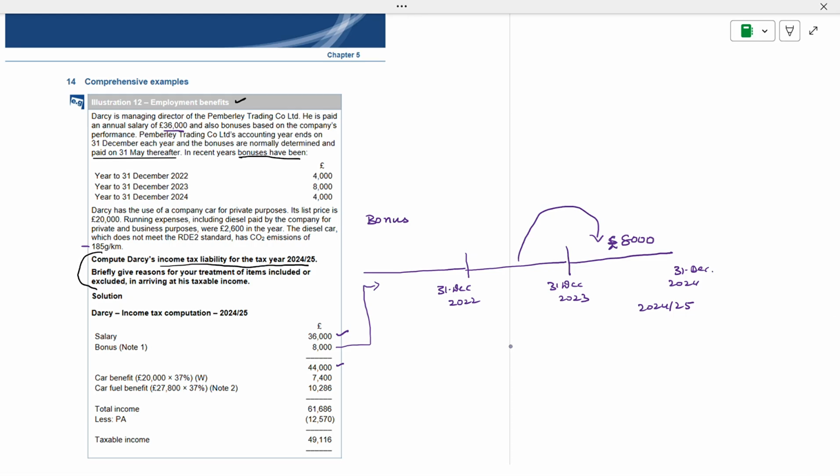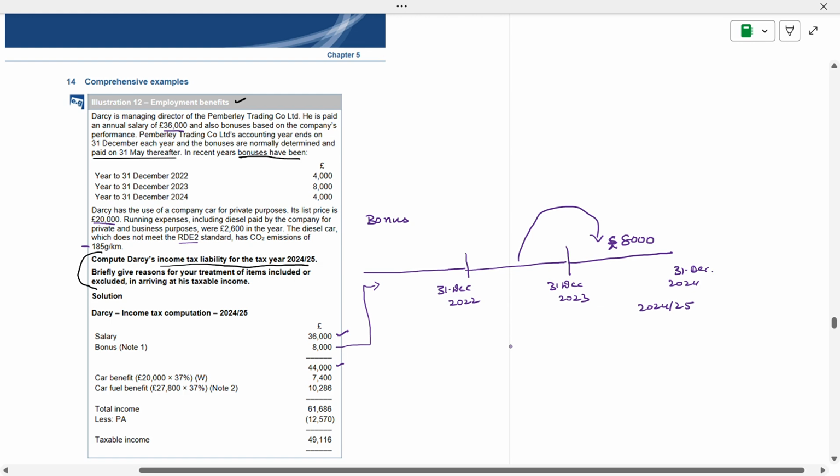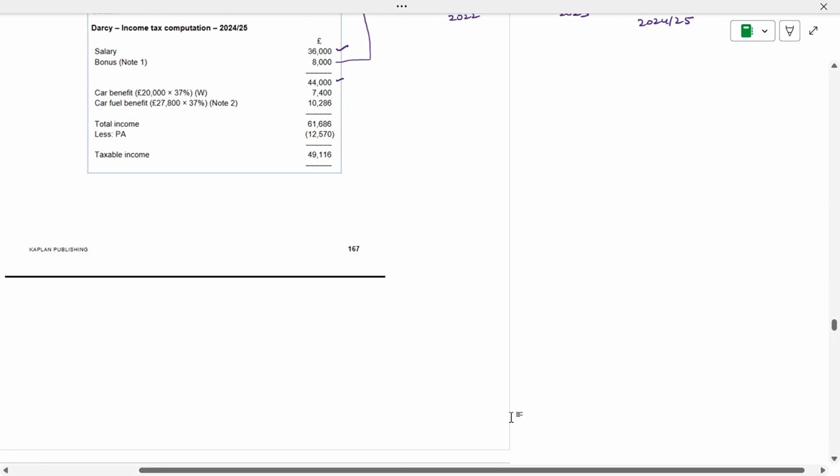She has the use of a company car for private purpose. List price is how much? 20,000. Running expenses including diesel paid by the company for the private and business purpose. 2,600 in a year. The diesel car which does not meet RDE2 standard has CO2 of how much? 185. See, Samir, what we have to do is right.